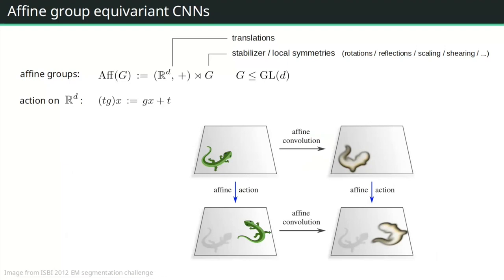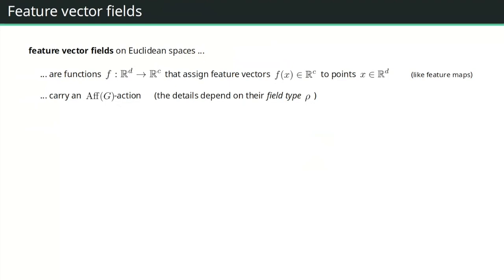And now we want to build convolutions which are not only translation equivariant, but equivariant with respect to these affine group transformations. What we need to talk about first is which action we have on the feature spaces, since otherwise we cannot derive equivariance. And instead of considering feature maps, we consider something which we call feature vector fields. They are essentially also functions which assign c-dimensional feature vectors to each point in space. But now they have an affine group action instead of only a translation group action. And this affine group action depends on what we call a field type, rho. And rho is just a group representation of this point group G.